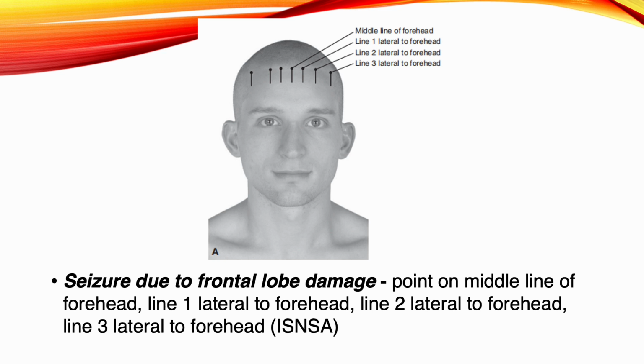For seizure conditions, choose points based on electroencephalogram or EEG readings to locate the diseased area and choose the correct scalp stimulation region. For example, if the patient has a seizure due to frontal lobe damage, choose the point on the middle line of the forehead, line 1 lateral to the forehead, line 2 lateral to the forehead, and line 3 lateral to the forehead of the ISNSA system.